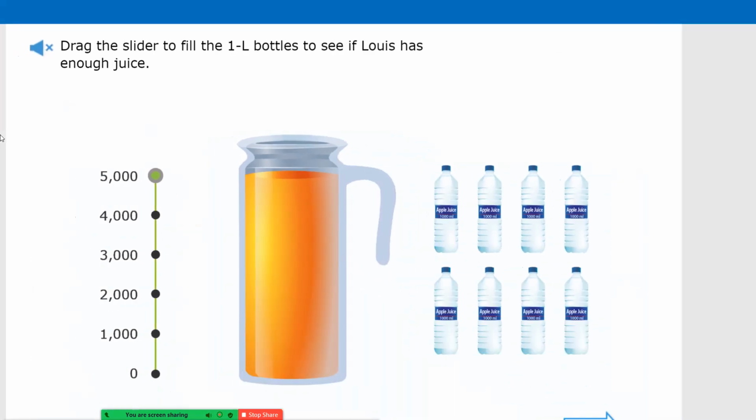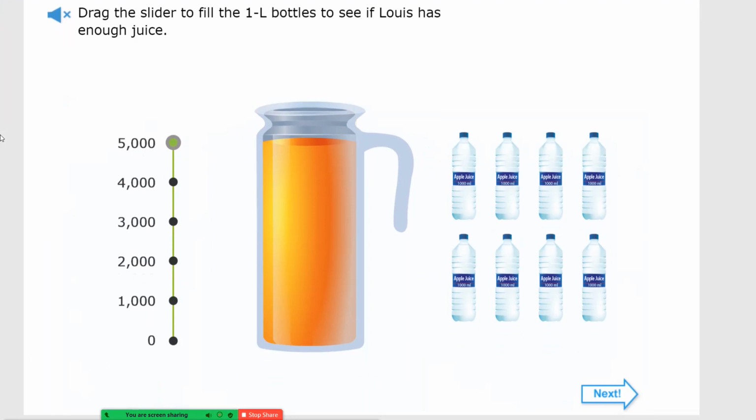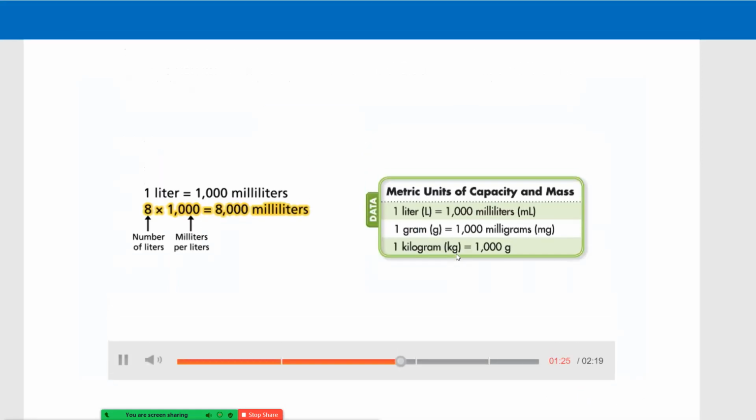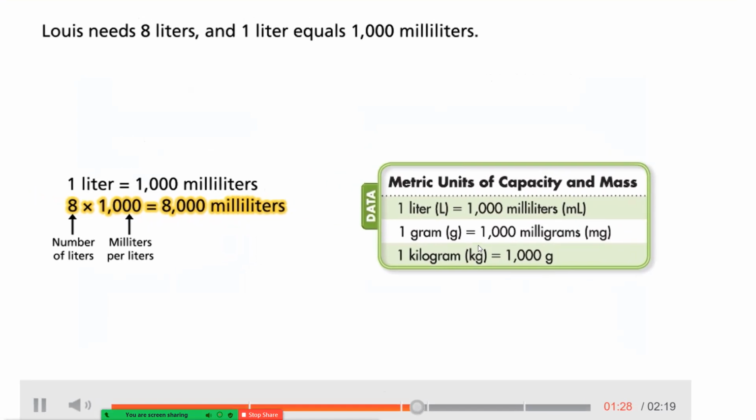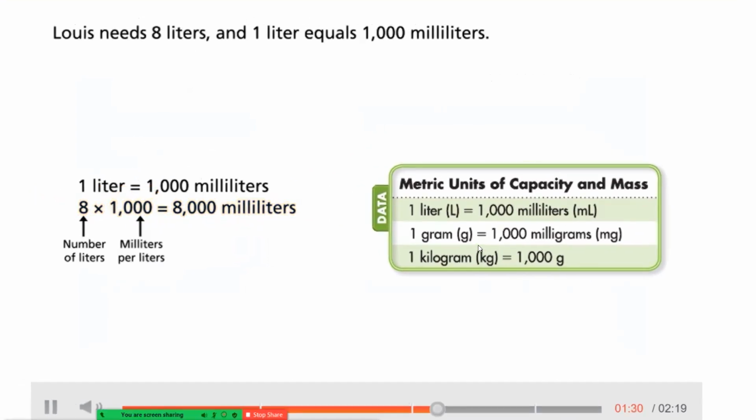Drag the slider to fill the 1-liter bottles to see if Louis has enough juice. So we know that he has 5,000 milliliters. Let's see if it's enough to fill 8 1-liter bottles. So there's 1, 2, 3, 4, 5. So with his 5,000 milliliters, he was only able to make 5 liters of juice. So we can see that here he's still short those 3 1-liter bottles. Louis needs 8 liters, and 1 liter equals 1,000 milliliters.